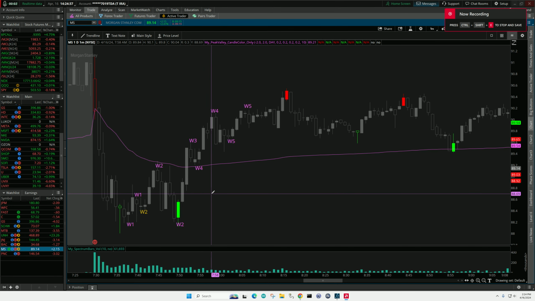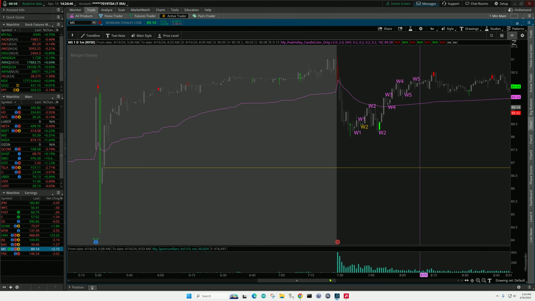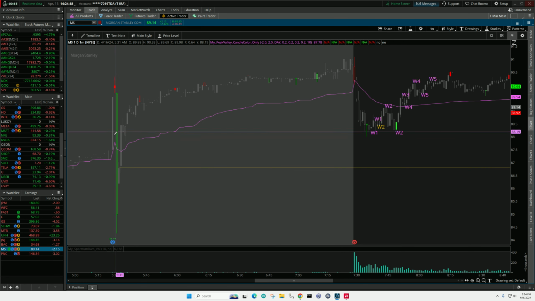April 16th, 2024, Morgan Stanley, 1 minute chart. Morgan Stanley reported earnings this morning at 7:30 Eastern Standard Time, 5:30 Mountain Standard Time. You can see the 3-minute move here.